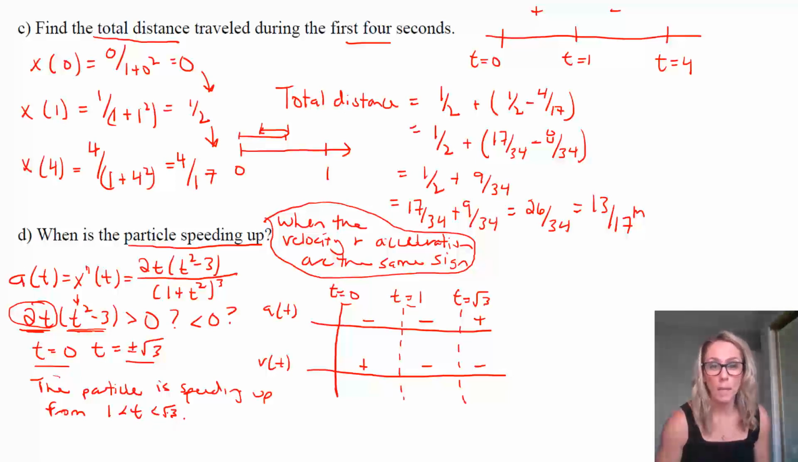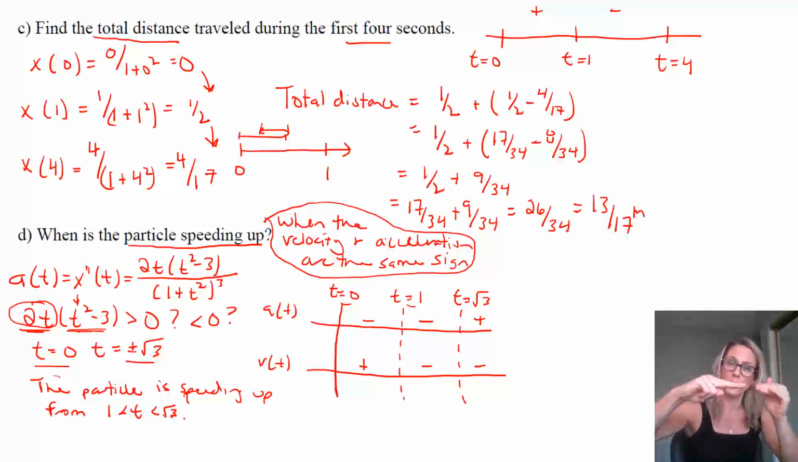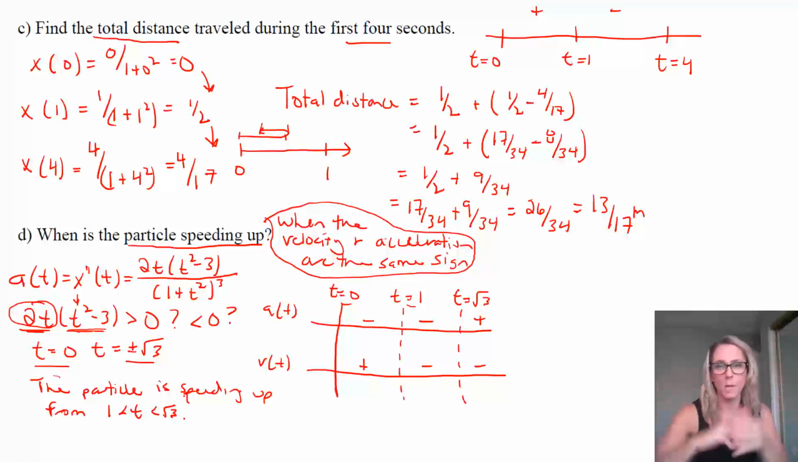If it's not speeding up, then when the signs are different, it's slowing down. Your velocity might be positive, but if your acceleration is negative, then you're actually slowing down. Imagine putting on the brakes. You're going forward, but you're putting on the brakes. That's also happening after the square root of 3. After the square root of 3, your velocity is negative, but your acceleration is positive, so that's also a situation where you're slowing down. Okay, and that is our first example for rates of change in the natural and social sciences.